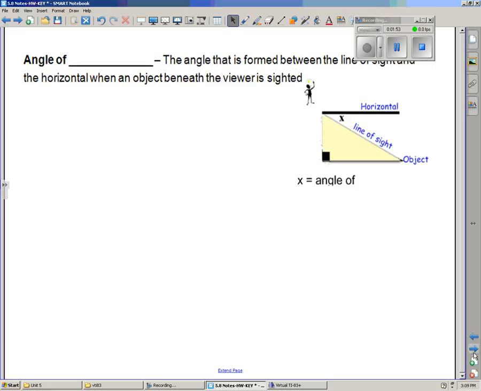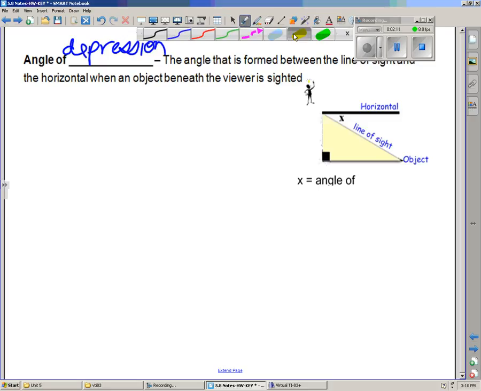The angle of depression is going the other way. The angle of depression is the angle that's formed between, again, the line of sight and the horizontal line when an object is below the viewer. So again, this man should probably be a little bit lower, but if he's looking down at an object, and then he looks across from where he's just standing, the angle of depression is the angle that's in between those two particular lines.